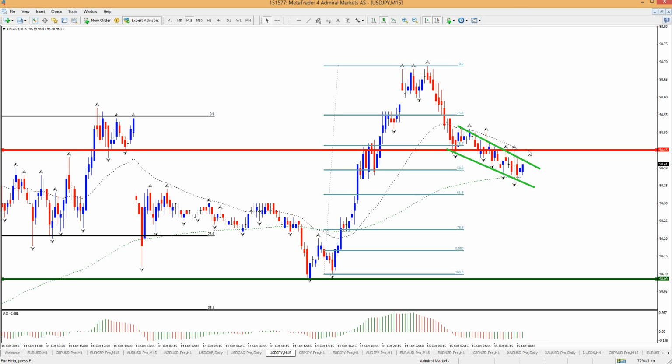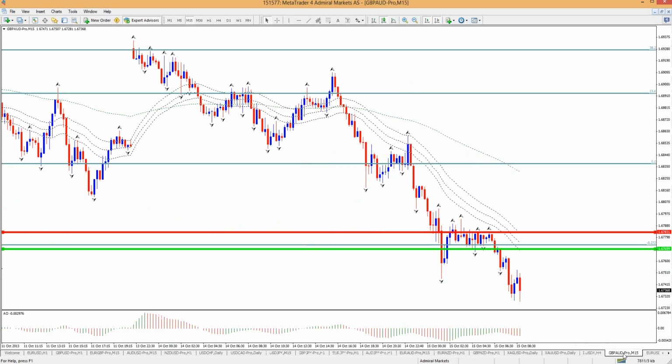Let's see. And this could maybe make that push up. Let's take a look at pound aussie. We're waiting for that retrace, just like the aussie to the downside. That was it. Those were the 6 currencies we looked at.